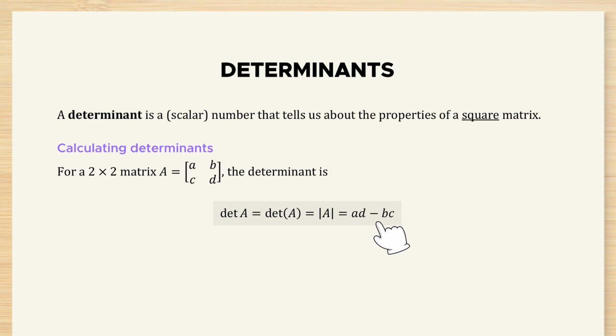Also notice that there are different ways of denoting the determinant. We can call it det A with brackets, or what looks like the absolute value of A, but absolute value of a matrix doesn't really make sense. When we have bars like that around a matrix, it means the determinant of a matrix.